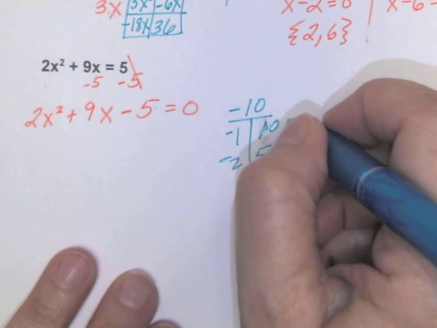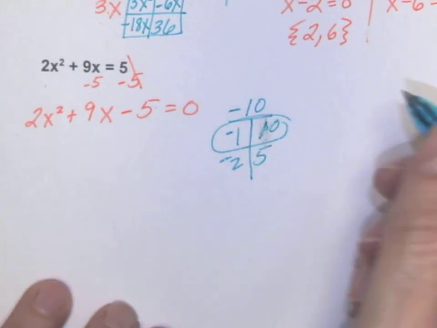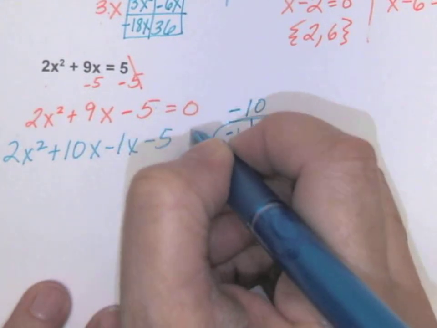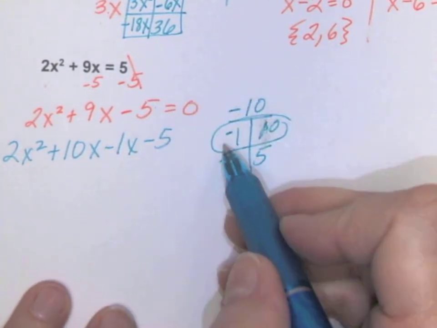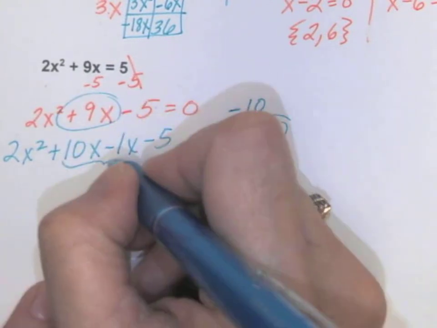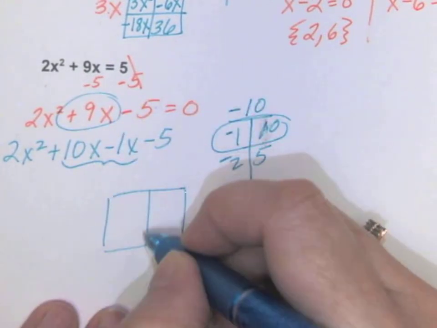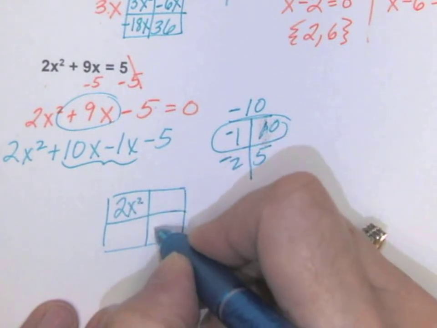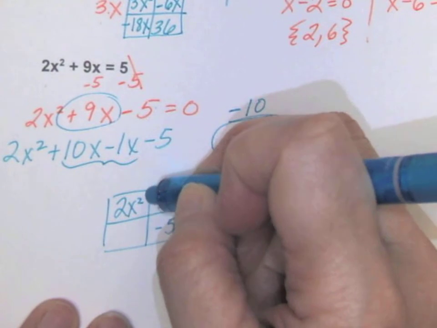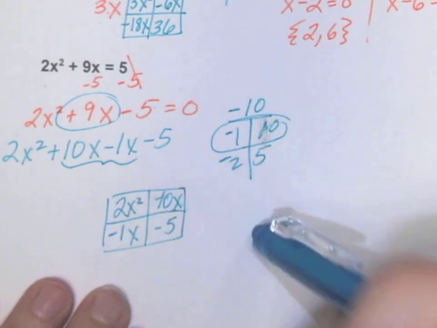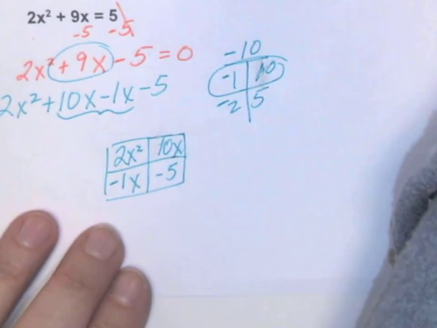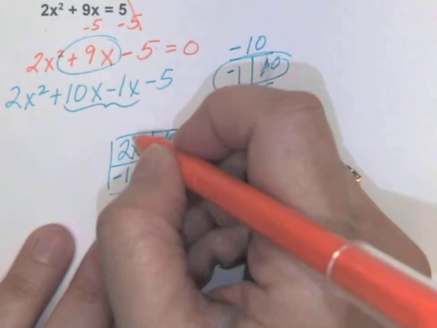So which two of these add to 9? It's going to be those two. So I'm going to rewrite this with a positive 10 and a minus 1, because negative 1 and 10 is positive 9. I want to replace this with this. Why? Because I have my 4 pieces now. So I don't care which order you put the 10 and the negative 1. What do these two have in common?